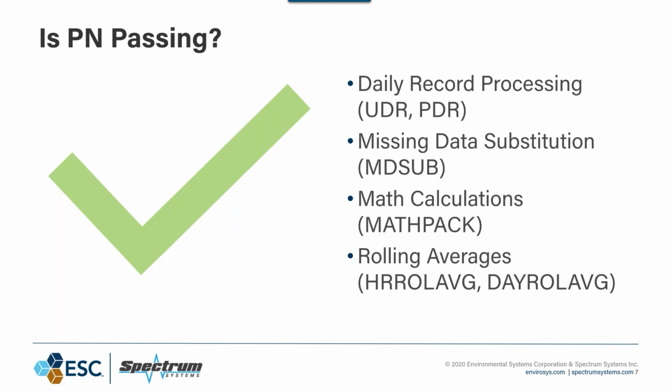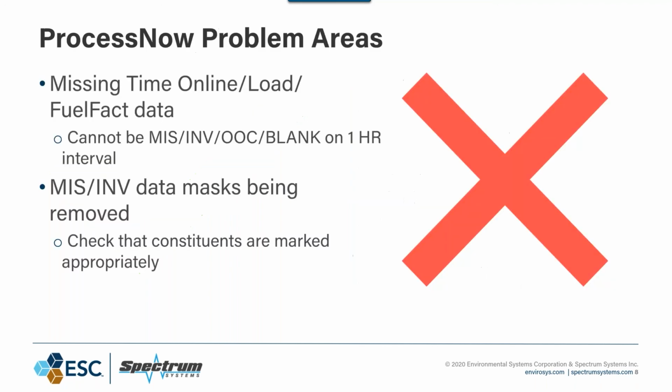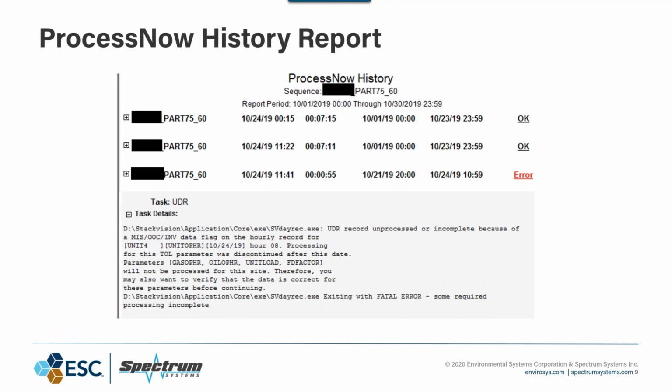So if you're failing on UDR and PDR, more than likely it's a timeline parameter, right? If you have map pack or H rolling day roll, then you're talking about a calculated parameter that you're more than likely going to need to take a look at its constituents: missing data sub, missing invalid, out of control flags, things like that. So taking a look at where your process now is failing, and then like Edward said, process now will, for the most part, give you specifics.